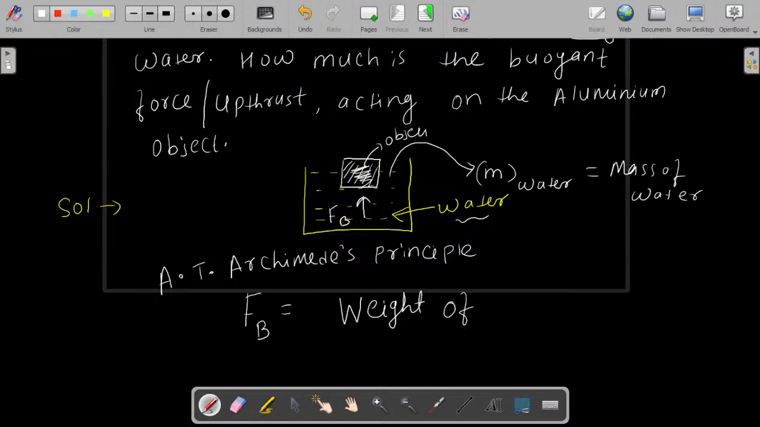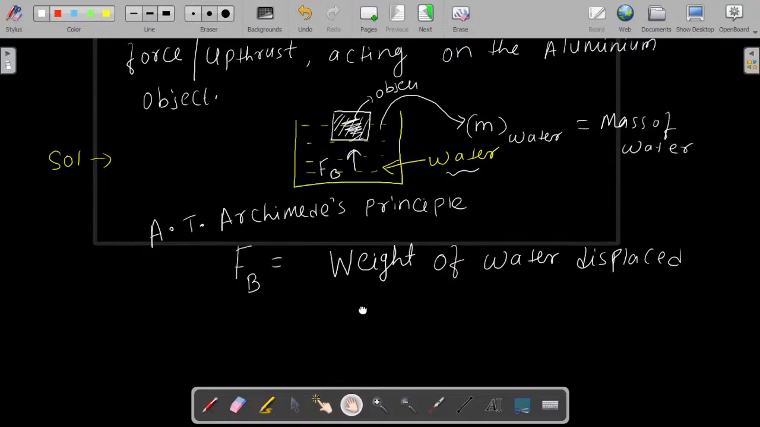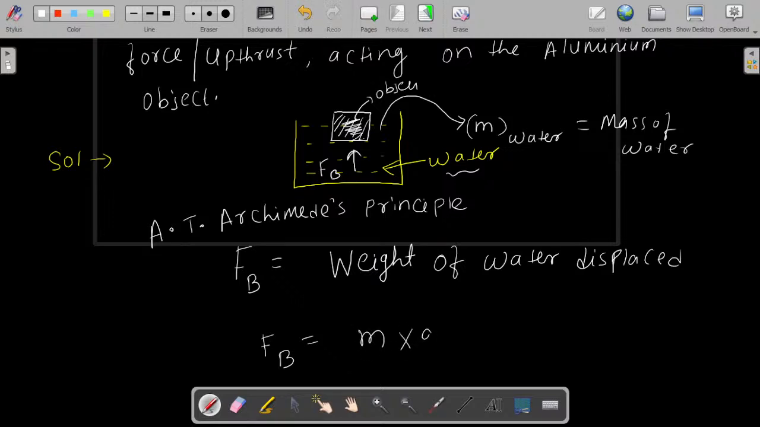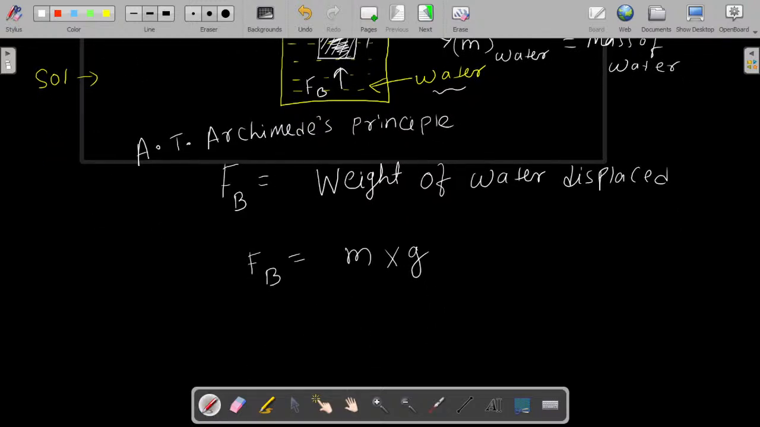So what is the formula for weight? mg. Write down, weight formula is mg. So you can find how much? Buoyant force is equal to, mass is 5 kg. Weight is equal to m into g. G is the gravity. Put the value of mass, 5 kg. Take g as 9.8, because it is not given here. After solving you will get 49 Newton. So this is the answer.